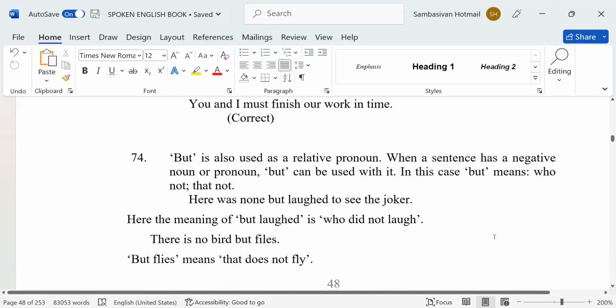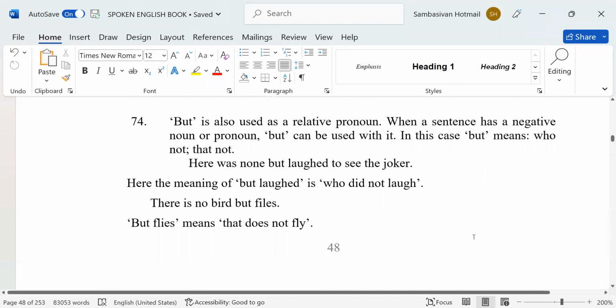But is also used as a relative pronoun when a sentence has a negative noun or pronoun, but can be used with it. In this case, but means who not, that not. There was none but laughed to see the joker. Here the meaning of but laughed is who did not laugh. There is no bird but flies. No bird but flies.